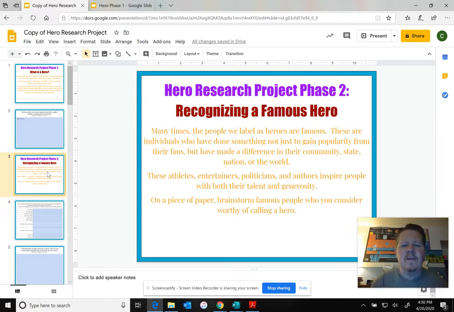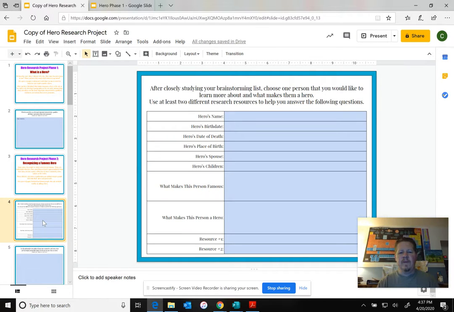The second phase is recognizing a famous hero. So this is someone who is famous not only for their talent, but for ways that they help their community. So brainstorm some different ideas, athletes, entertainers, anybody who is known publicly. You're going to choose a person and you're going to do some research. So it's just some basic information, and then what makes that person famous, and more importantly, what makes that person a hero. Then I encourage you to use 2 different resources to do your research.